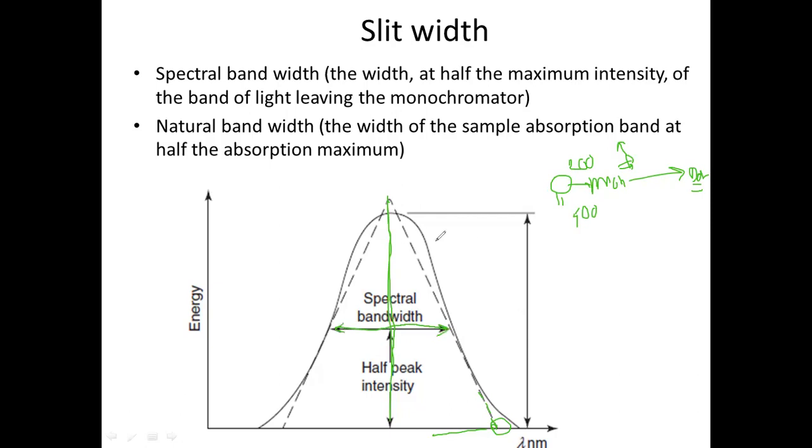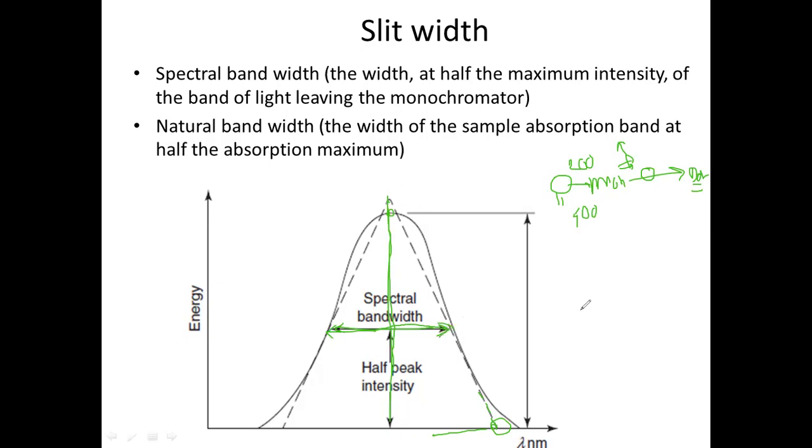The second parameter you can see is the natural bandwidth. For natural bandwidth, we use the same phenomenon, and here the sample cell is placed. Now the natural bandwidth is the width of the sample absorption band at half of the absorption maxima. So this is your sample absorption band, and in this particular case, the spectral bandwidth and the natural bandwidth are both the same.